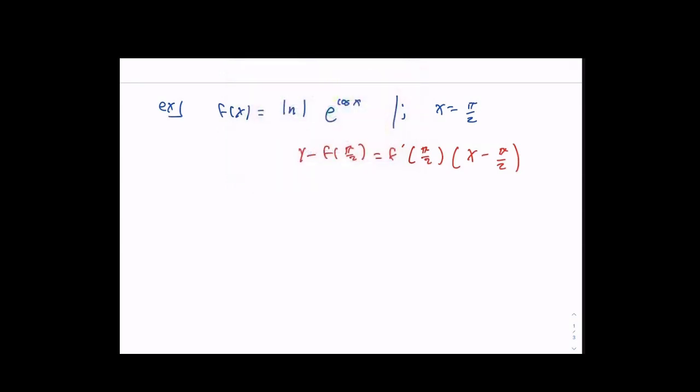Okay, so we need to first find f prime of x in order to find f prime of pi over 2. So what is f prime of x? Now this is a very good example of a problem from last night's homework. How do I find it step by step? It's practically a review of the previous night's homework. So we start off with the natural log. So what's the derivative of natural log?